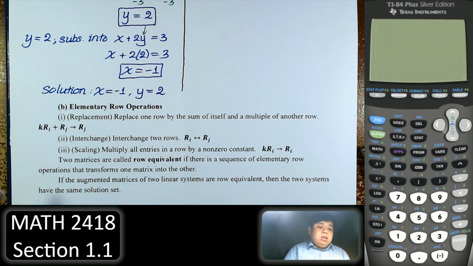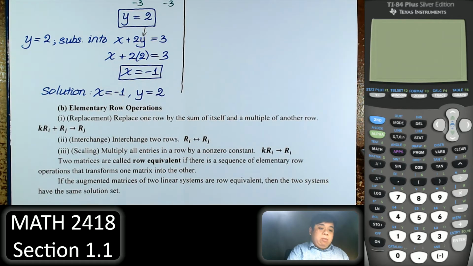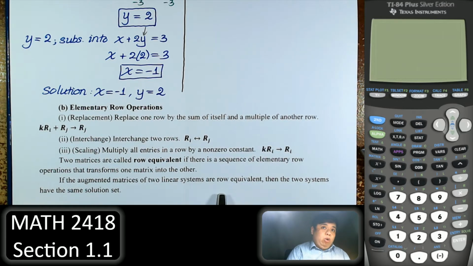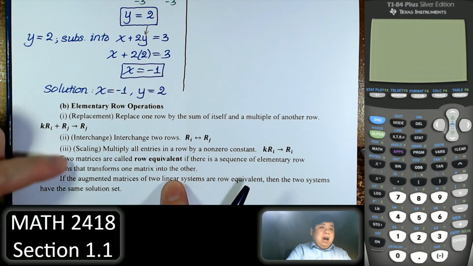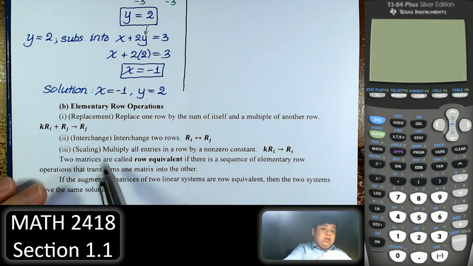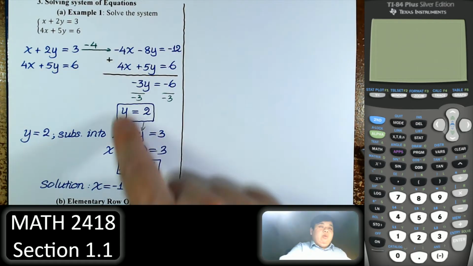And then we say two matrices are called row equivalent if there is a sequence of elementary row operations that transforms one matrix to another. And most importantly, if augmented matrices of two linear systems are row equivalent, they will have the same solution. Meaning that if we have an augmented matrix and apply those three operations, we will have the same solution. So we're trying to simplify the augmented matrix using these three operations. Right now, just the first example, we will not do much in this section. The next section, though, we will have a more systematic way to do it. But now we just follow what we did here.